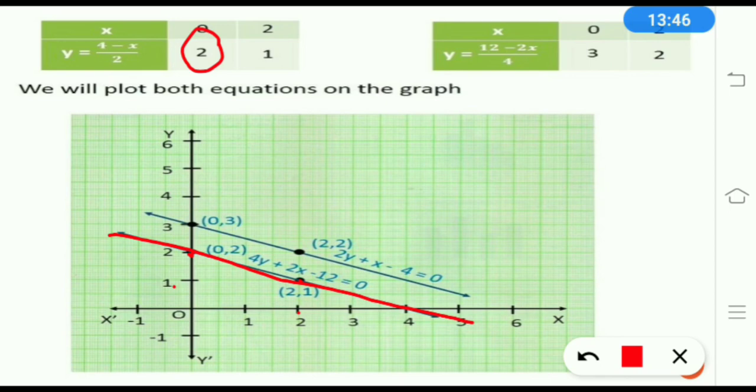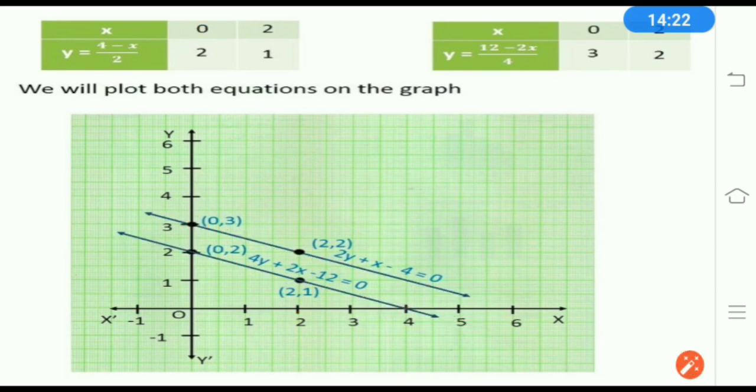Clear? Next, 0 comma 3 is the point, x equal to 0 and y equal to 3, that means this point. Clear? Next is 2 comma 2, that means this point. So after that this is the line represented by the equation 2y plus x minus 4 equals 0. Clear? So if an equation is given, then simply find the points. Okay, and after that represent the points on the graph paper.